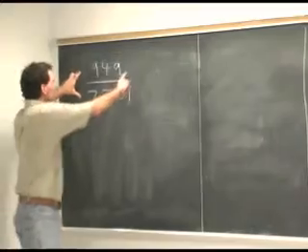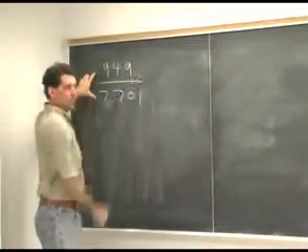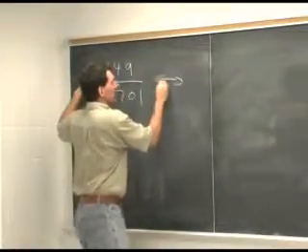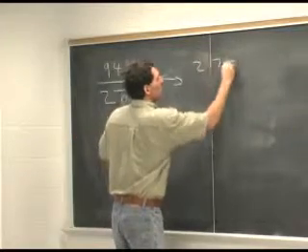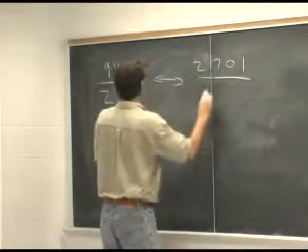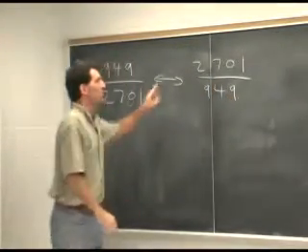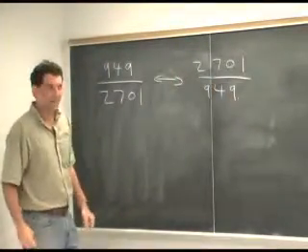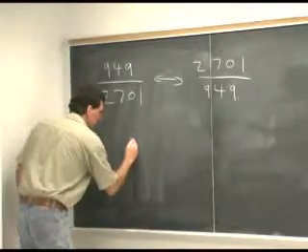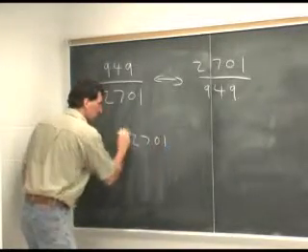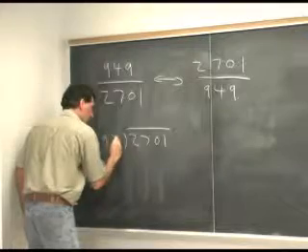Well, any factor that's common to the top and bottom of this fraction is common to the top and bottom of this fraction, which is something different. You just swing it upside down. So 2,701 divided by 949. So we can take 2,701 divided by 949.